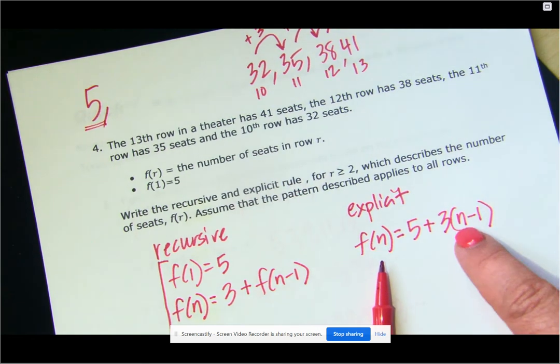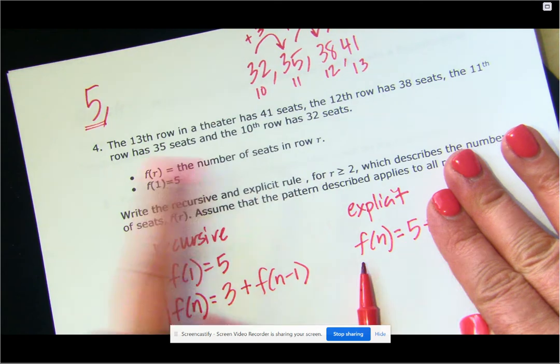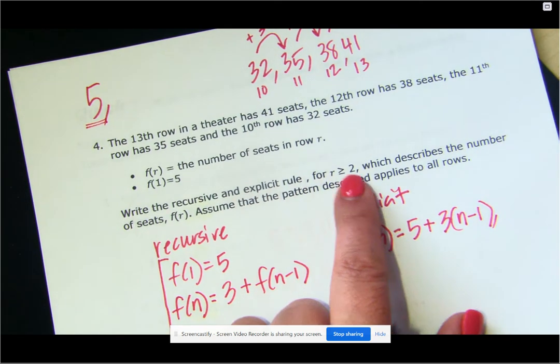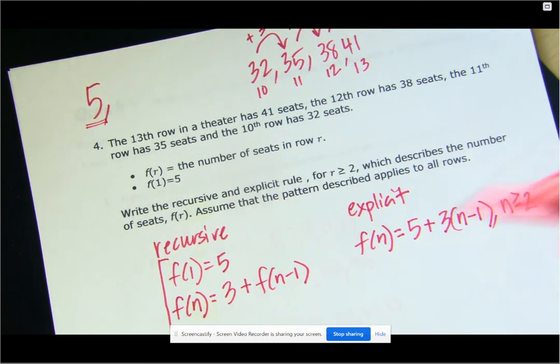Now look, if I put a 1 there for row 1, 1 minus 1 is 0. 0 times 3 is 0. There's 5 seats in the first row. Okay? And they don't even want me to start with row 1. They're saying for n is greater than or equal to 2.